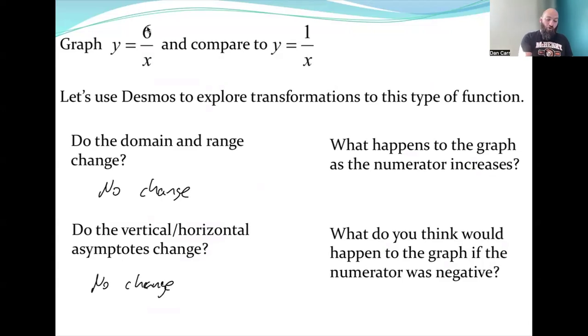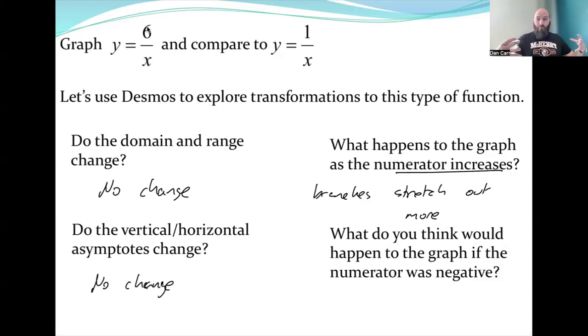What happens to the graph as the numerator increases? They kind of stretch out. When I say they, I should be more specific: the branches stretch out more. Here's my hyperbola like this, but with this one, we get stretched out more like that. It's pulling it away from the origin, basically. It's creating a stretch is what it's doing.